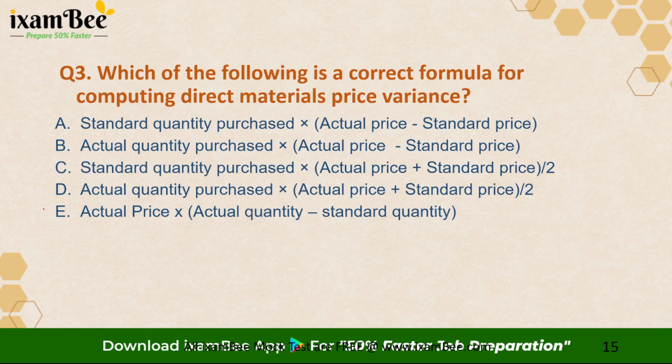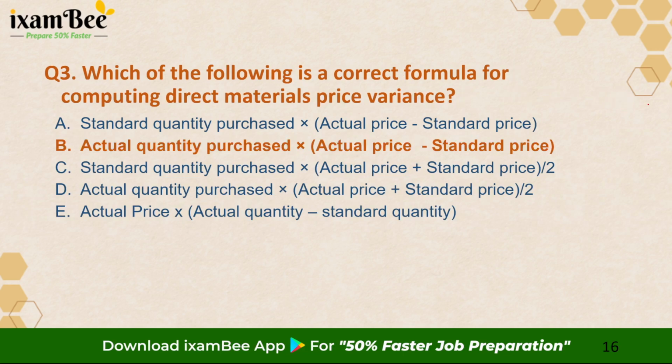Okay. Next question, which of the following is a correct formula for computing direct materials price variance, right? So here we are seeing what is the difference, why is the difference coming, because of the price between what you had budgeted for and what is actually done. So it's a part of your standard costing topic, and the correct answer here is B, actual quantity multiplied by the difference between the actual price and the standard price.